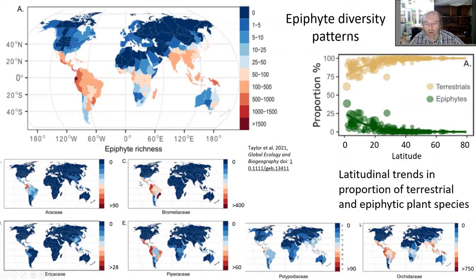Orchids are much more widespread with high diversity everywhere except Africa. However, these families are contributing in different degree. When you look at the numbers of species for the top category, it's 750 for orchids, 400 for bromelias, and then less than 100 for everybody else. So this global pattern is really driven by a combination of orchids and bromelias.